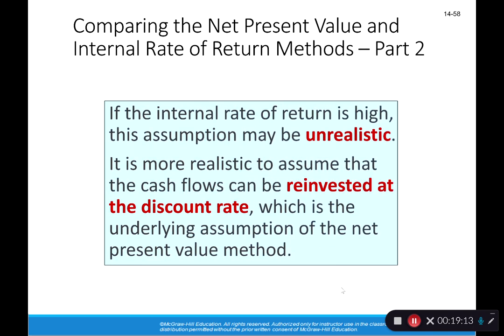If the internal rate of return is high, the assumption may be unrealistic, as I already mentioned. It's more realistic to assume that cash flows are reinvested at the discount rate, which is the underlying assumption of the net present value method. So the net present value method might be a little better, and it might be more conservative in making our decisions.